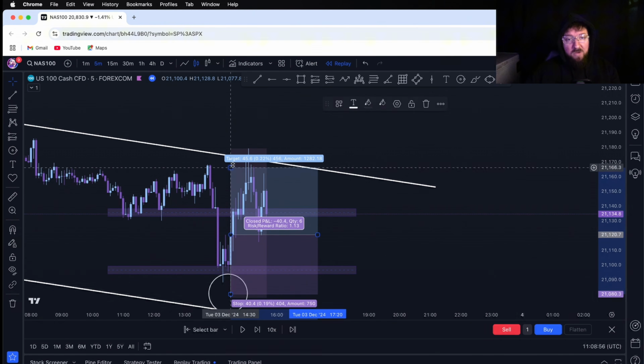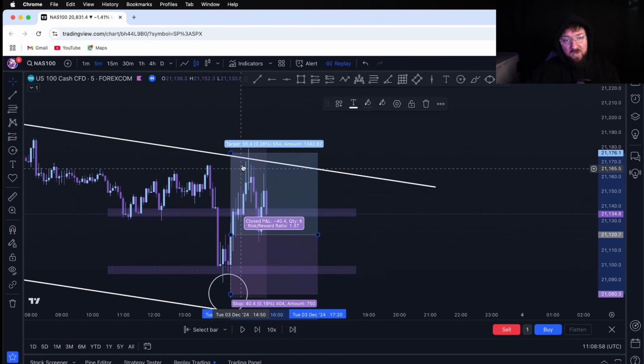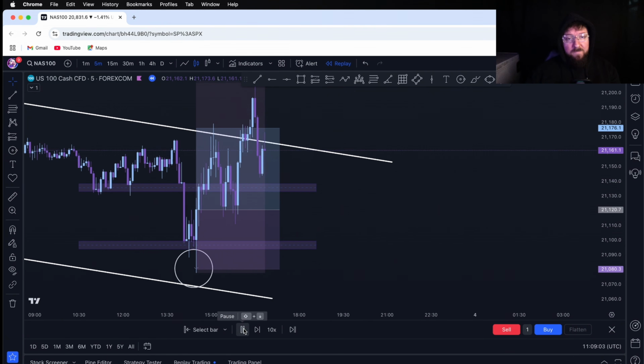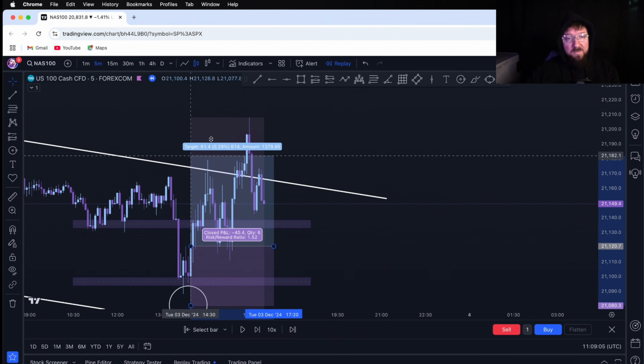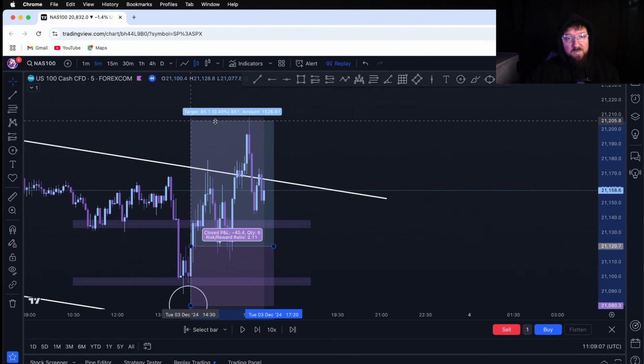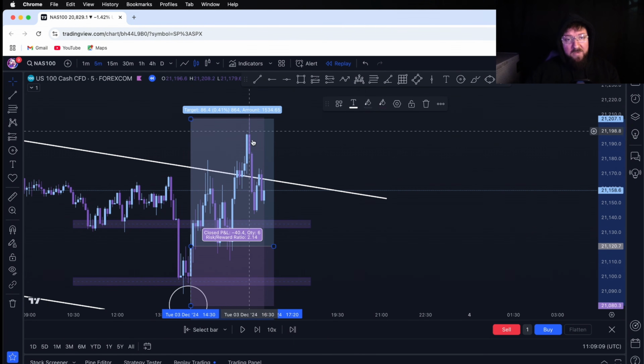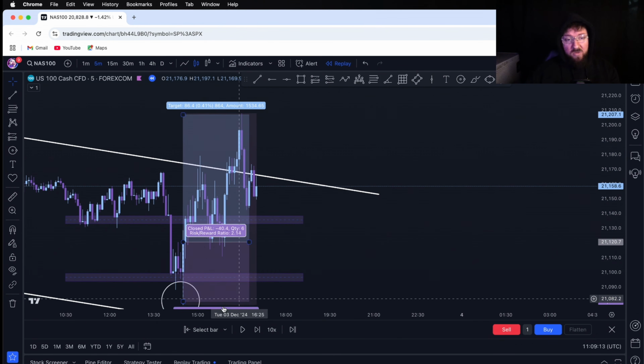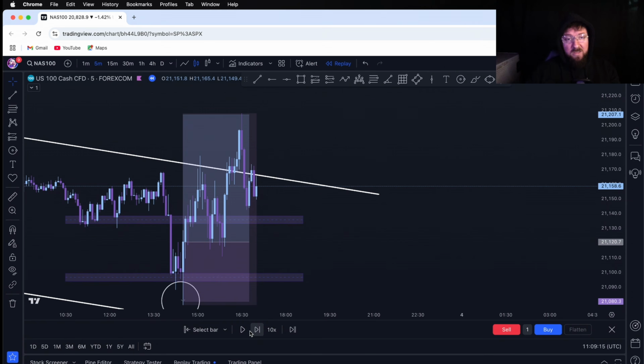So we recovered our loss. Could have earned a little bit more profit. And it carried on up. So potentially there with our wick, we could have covered our loss and earned another 1% on top of the loss that we took.